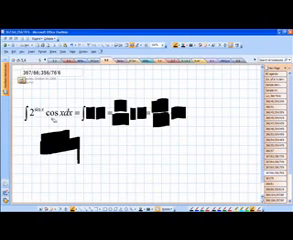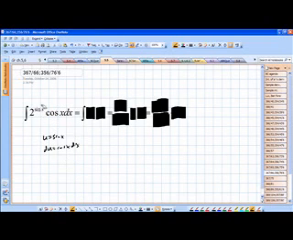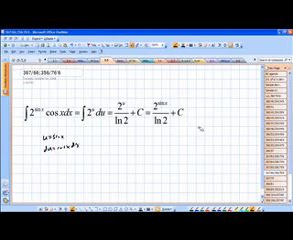Here we have 2 to the sine x cosine x dx. I make a u substitution where u is sine x. Once again, I'm going to use the exponent here as my u. U is sine x, so du is cosine x dx. It simply becomes 2 to the u du. Integral of 2 to the u is 2 to the u over ln 2 plus c. And then I end up getting 2 to the sine x over ln 2 plus c.